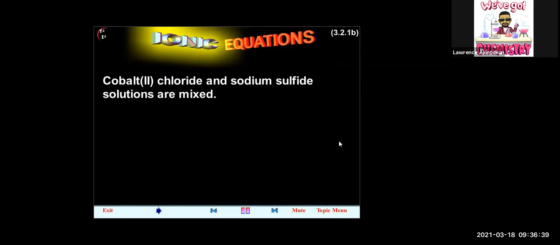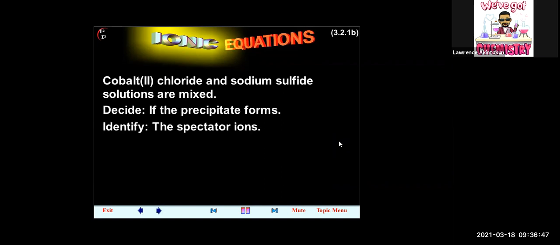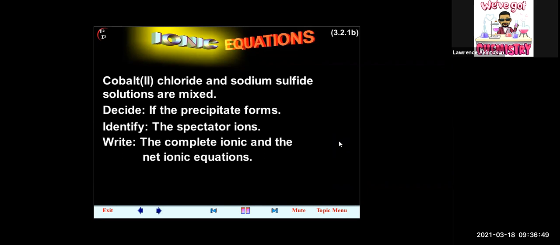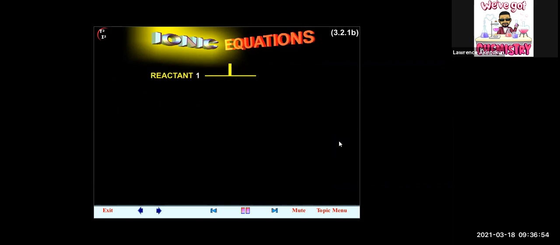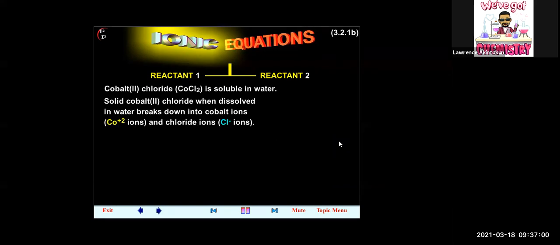Cobalt(II) chloride and sodium sulfide solutions are mixed. Decide if a precipitate forms. Identify the spectator ions. Write the complete ionic and the net ionic equations. Cobalt(II) chloride is soluble in water. Solid cobalt(II) chloride, when dissolved in water, breaks down into cobalt ions and chloride ions.